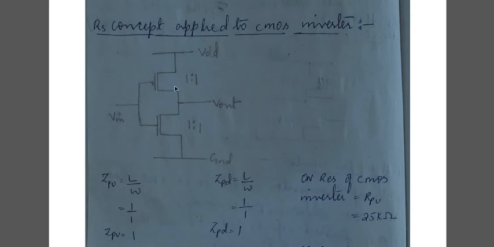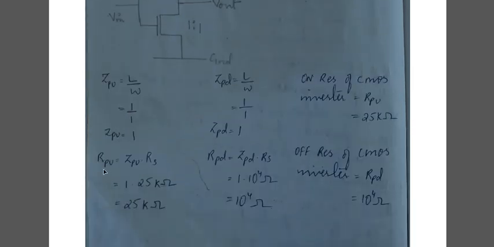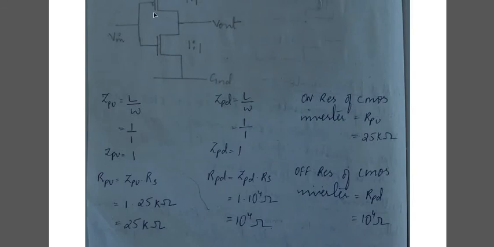So your ZPU is equal to L by W. Z is nothing but the ratio of length by width. For the pull up transistor, L by W, what is the length? 1, and the width is also 1. So obviously you will get the channel resistance for this particular pull up transistor as 1 into 25 kilo ohms. These are the channel resistances which are already given in a particular table. That table I will also forward to you.